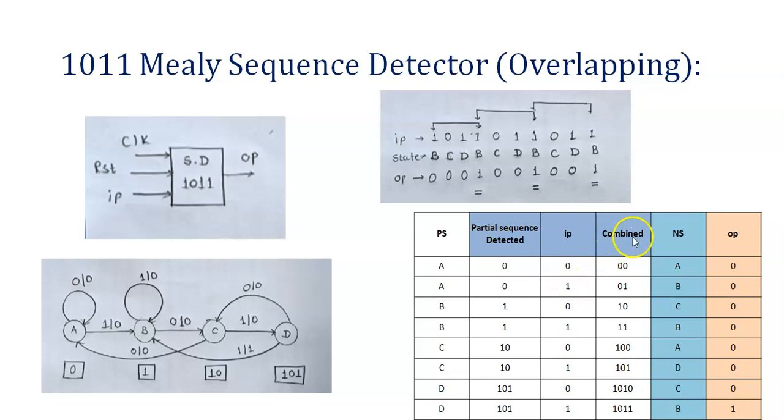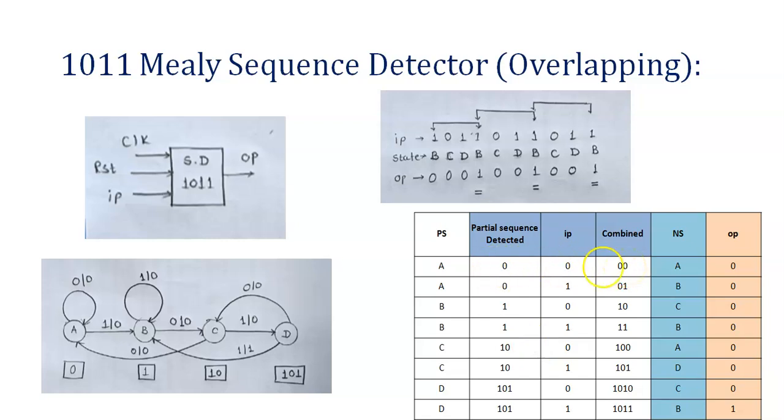Now what is this part? Here I have combined these 2 columns. So 0, 0, I have written 0, 0 here. 0, 1, I have written 0, 1 here. 1, 0. 1, 1. In the same way I have combined these 2 columns so as to show this particular part.